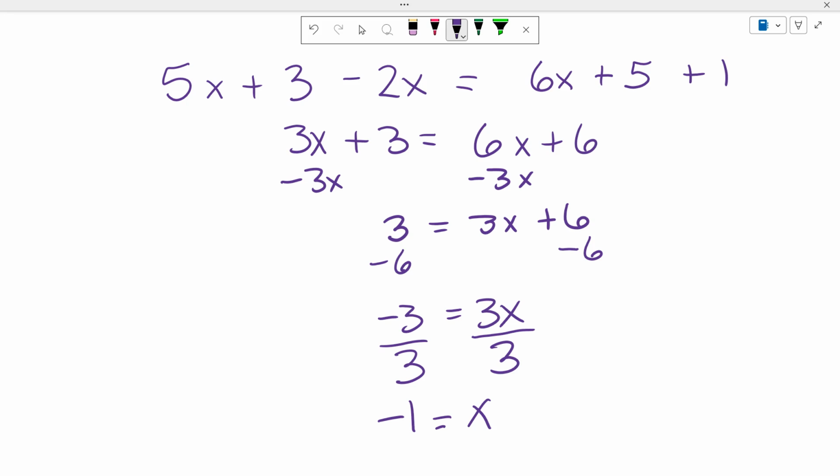Because we are doing two-step equations. And I'm a boss. Yeah, you want to move the smallest variable first.